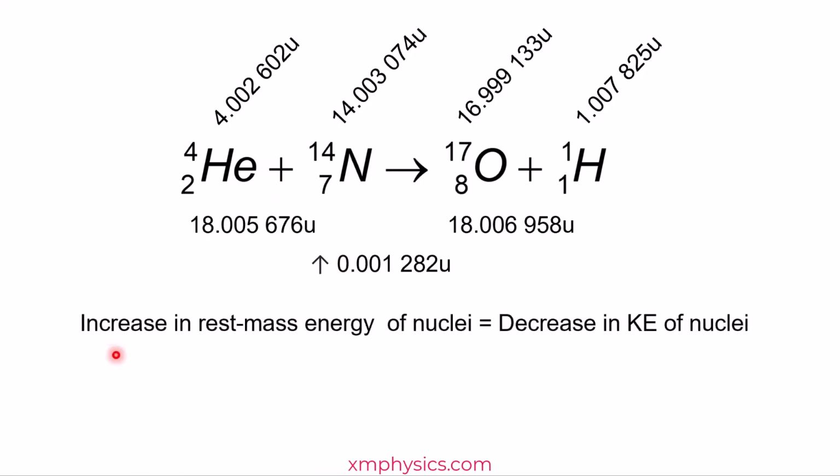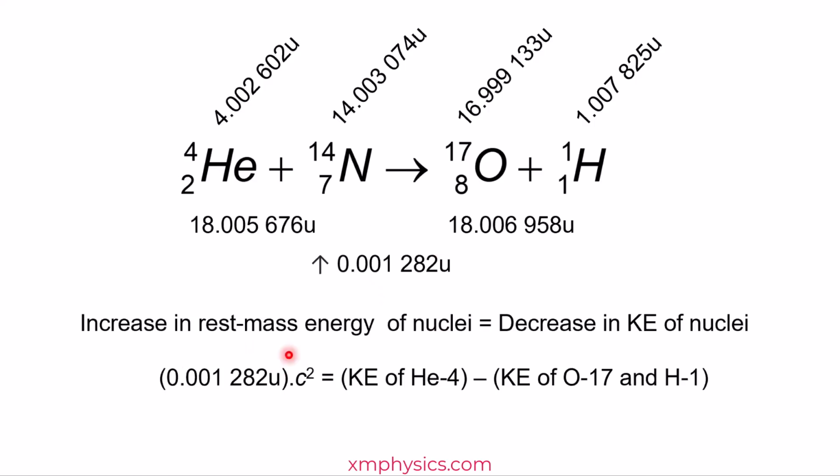In fact, you can write the increase in rest mass energy of the nuclei to be equal to the decrease in the KE of the nuclei. So the increase in mass times c squared should be equal to the initial total KE, which is just the KE of the helium-4, since I assume that the nitrogen-14 has negligible KE, minus away the final total KE, which is the KE of the oxygen-17 and the hydrogen-1. Meaning after the reaction, the total KE is less than before. Where has the KE gone to? It has been absorbed by the system.